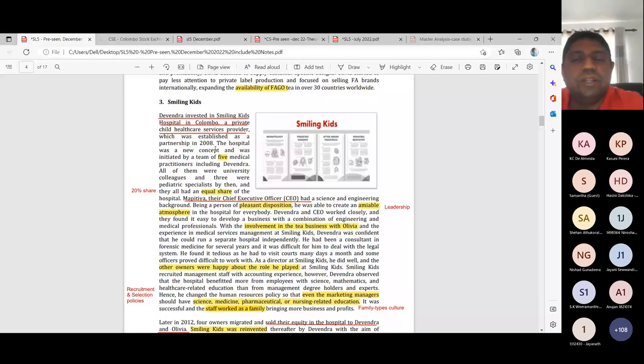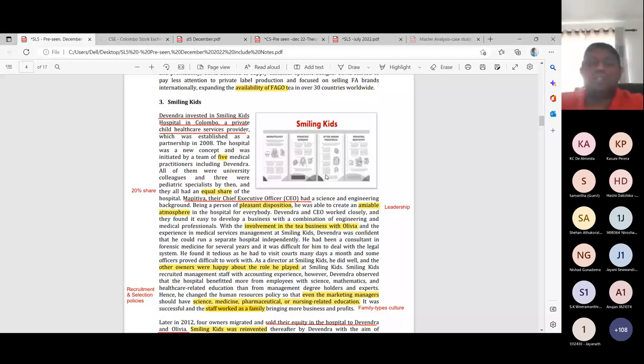The company comes under one main company arm. So Devendra is the president there, right? So Devendra invested in Smiling Kid Hospital in Colombo, a private child healthcare service provider, which was established as a partnership in 2008. The hospital was a new concept and was initiated by a team of five medical practitioners, including Devendra. All of them were university colleagues and three were pediatric specialists by then, and they all had an equal share of the hospital, 20% share for each one. Five people get together and start, five doctors.